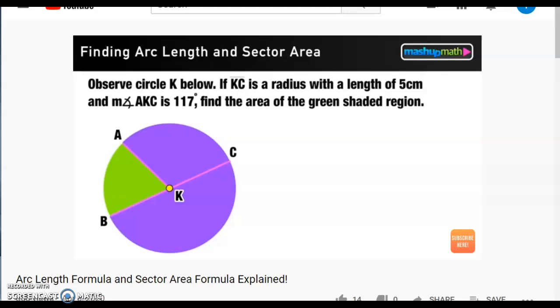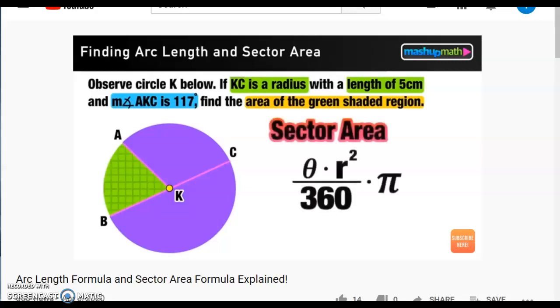So for our next example, we have circle K shown below. We know that line KC is a radius whose length is 5 centimeters long. We also know that angle AKC is 117 degrees, and we want to find the area of the green shaded region. Now we're going to be using sector area formula for this question because we want to find the area of one sector, one portion of the inside of that circle.